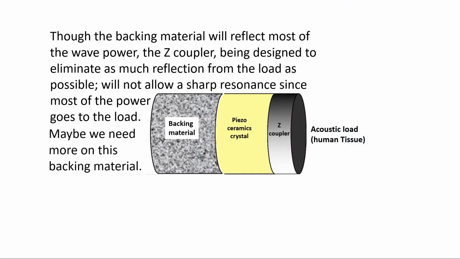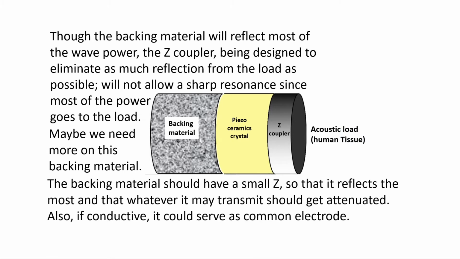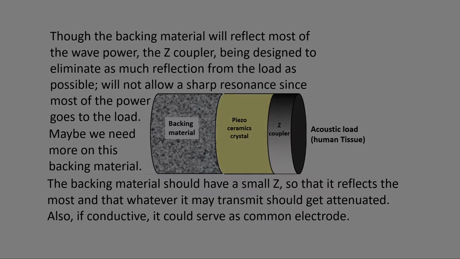Well, maybe we need more on this backing material. The backing material should have a small impedance, so that it reflects the most, and whatever it may transmit should get attenuated. Also, if conductive, it could serve as a common electrode.